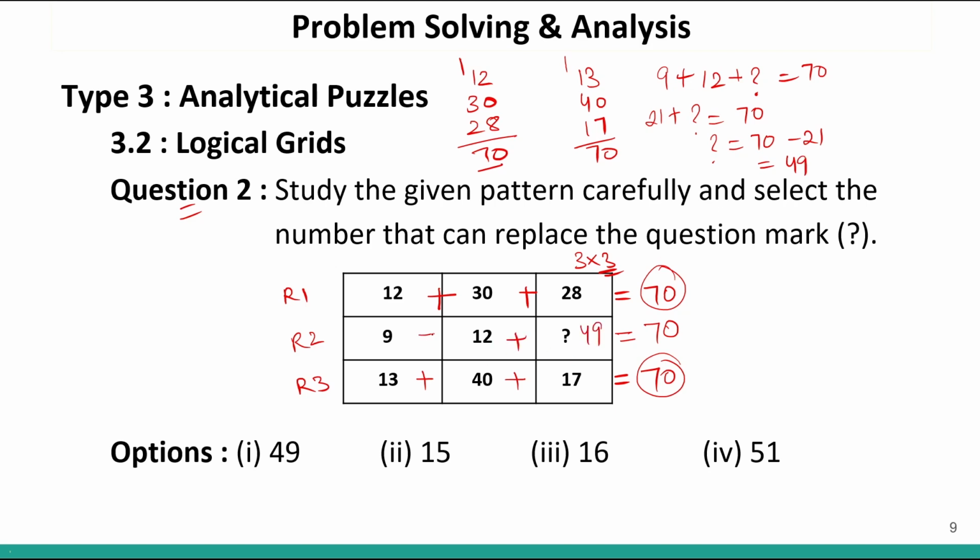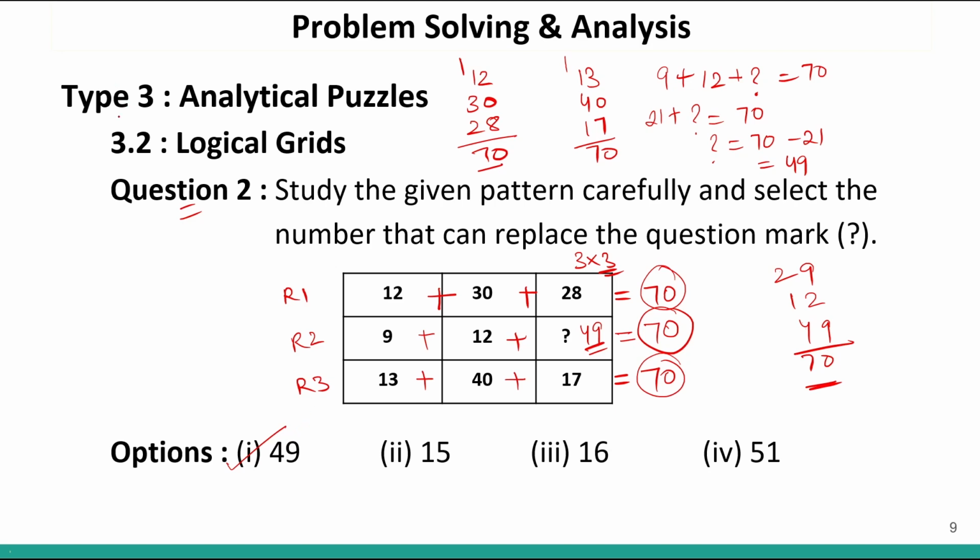So if I add 9 plus 12 plus 49, this will be 21, 70. So this has confirmed that the output will be the same, 70, if 49 is the number in this missing element. So option number 1, 49, will be the correct answer to this logical grid question. Clear? This is how you solve questions on logical grids.